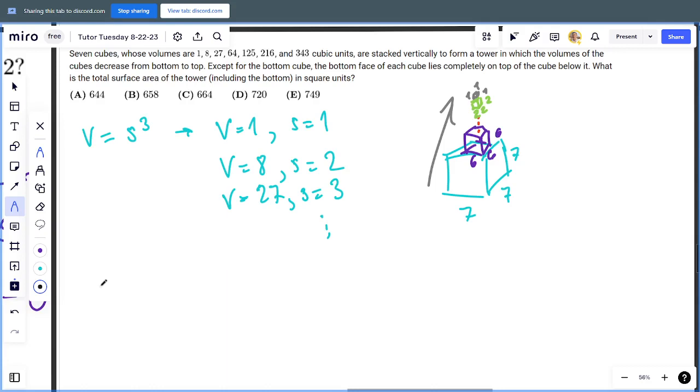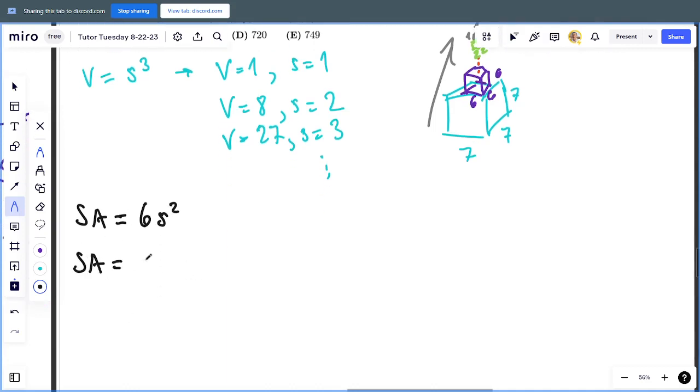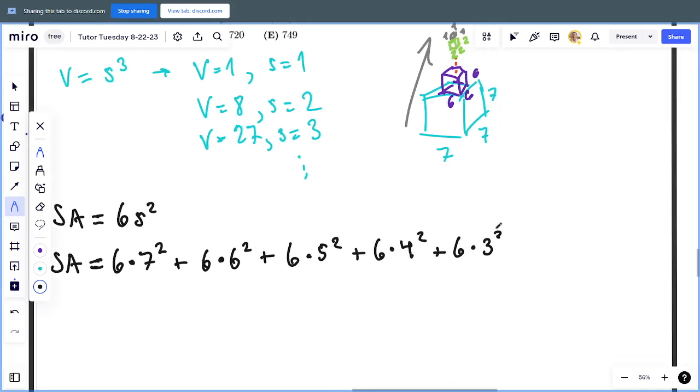Right, so the surface area for a cube is equal to 6 times the side length squared, right? Because we have 6 faces, all of which are a perfect square. So the surface area is equal to 6 times 7 squared plus 6 times 6 squared, 6 times 5 squared. I would write this as a summation because it's way faster, but I want to make sure that everyone gets this.